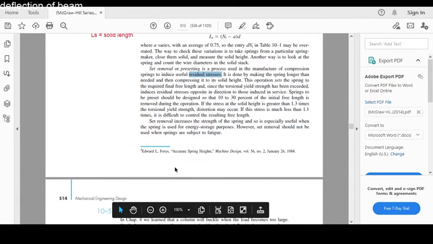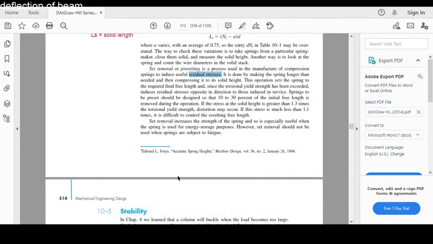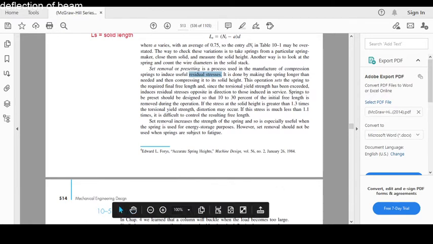Set removal increases the strength of the spring, so it's especially useful when the spring is used for energy storage purposes. However, set removal should not be used when the spring is subject to fatigue.